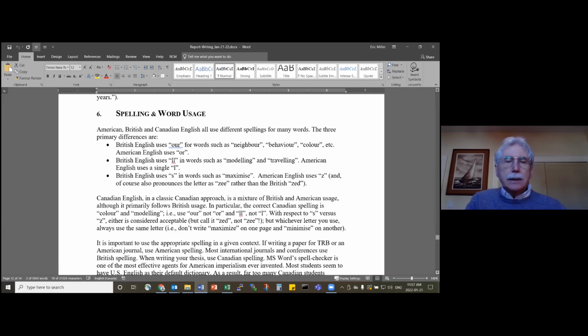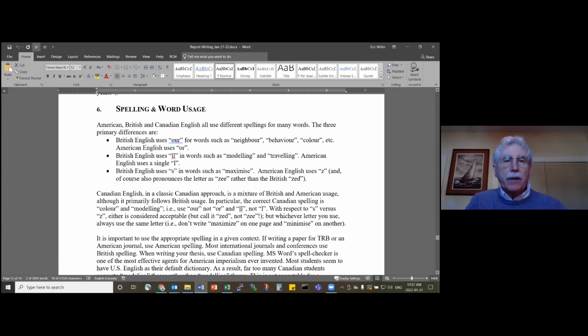And then another thing that is important, it's also a bit of a pet peeve of mine, is to pay attention to spelling. British English is different than American English in certain cases. The two biggest ones are the OUR versus OR, double L versus single L, and to a lesser extent, the S versus Z in certain words. Pay attention to where your audience is.